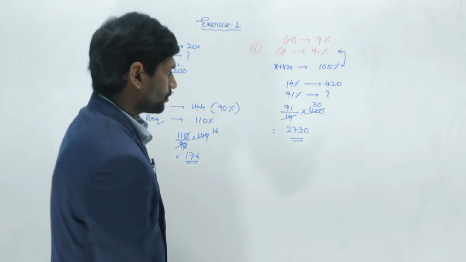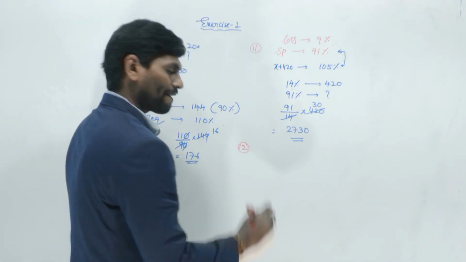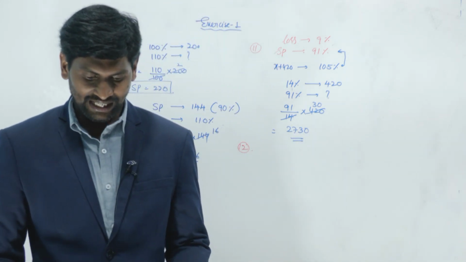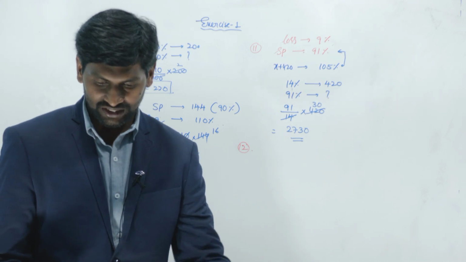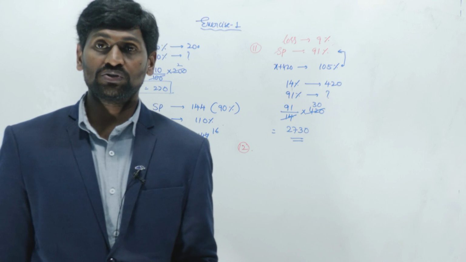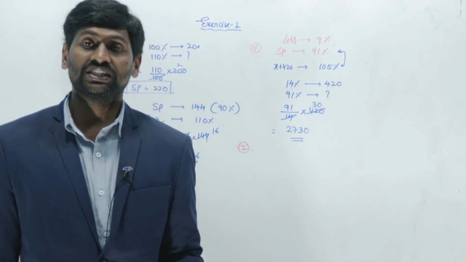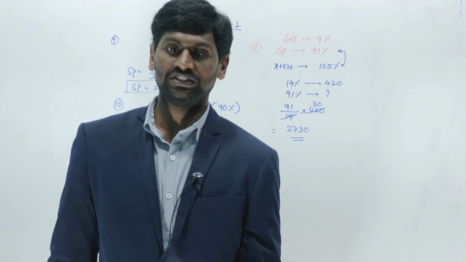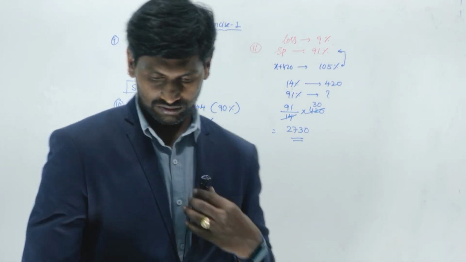Let us go to the next problem. Okay, na? The profit earned by selling a phone for 18,000 rupees is the same as the loss incurred by selling a watch for 16,800 rupees. So what is the cost of the phone? What is the cost price of the phone?